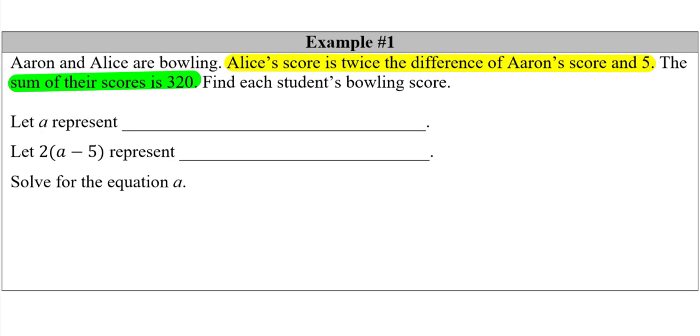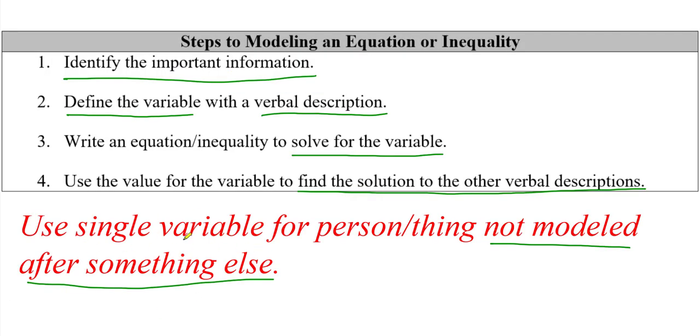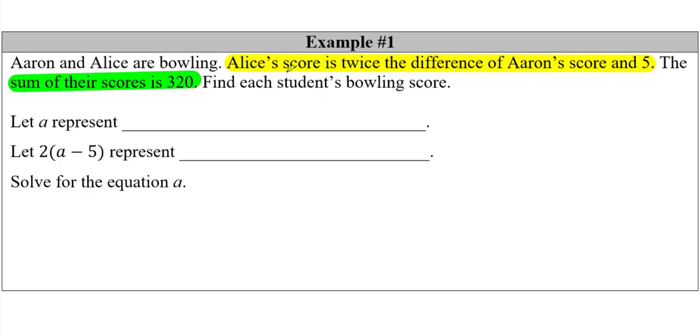Going back to that little piece of info that I gave you, to assign the single variable, we want something or someone who is not modeled after somebody else. When we read this, it says that Alice's score is dependent on Aaron's, right? Hers is twice the difference of Aaron's score. So in this case, Alice is modeled after Aaron, but Aaron is not modeled after anybody else. So we are going to assign Aaron the single variable, and I have this drafted up for you as a little bit of help. So we're going to let A represent Aaron's score.